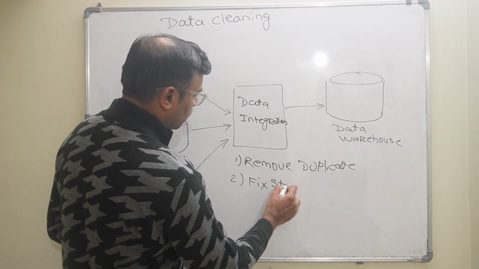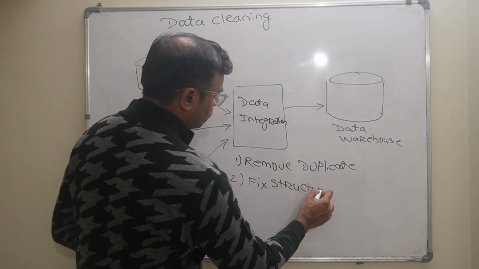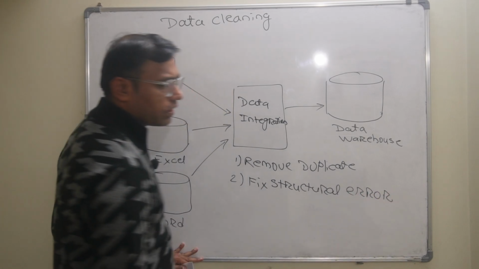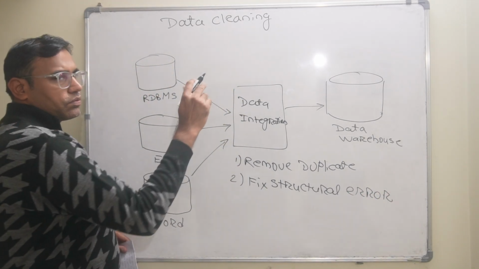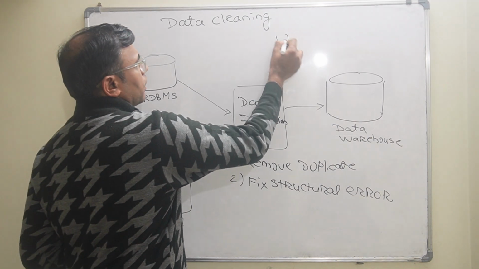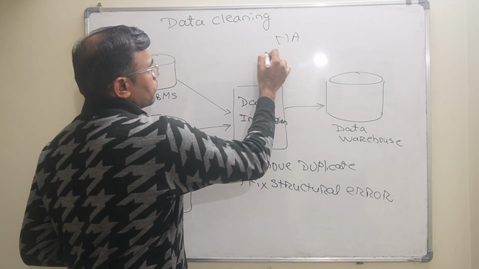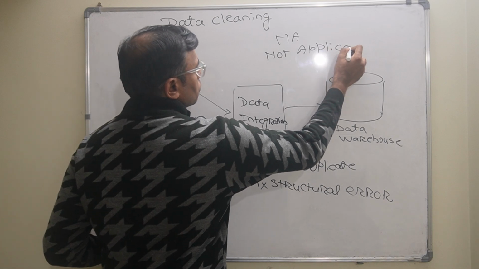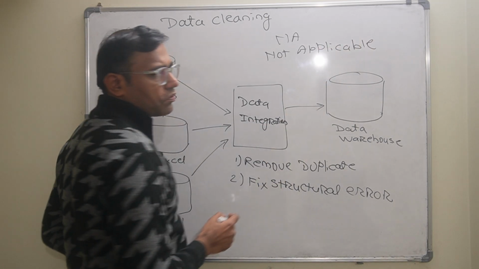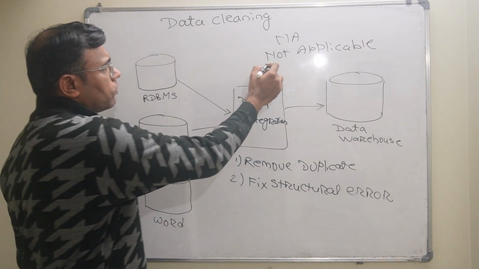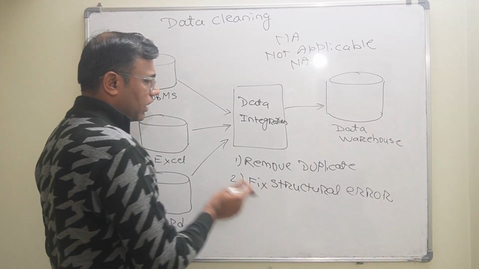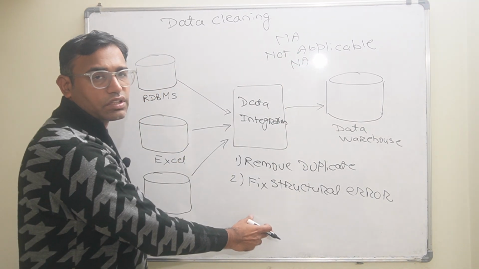So that's why the first step is we have to remove duplicate values, then fix structural errors. Now what is a structural error? Sometimes if the data is not applicable, somewhere we are writing NA, somewhere it is written as not applicable. So we have to apply some convention. Whenever you find not applicable, we have to replace it by NA.